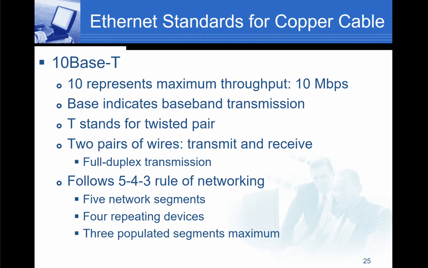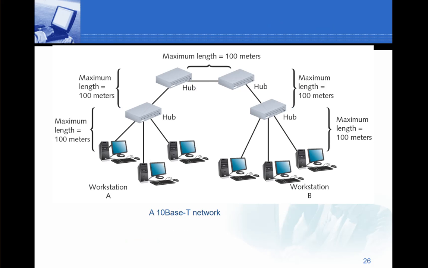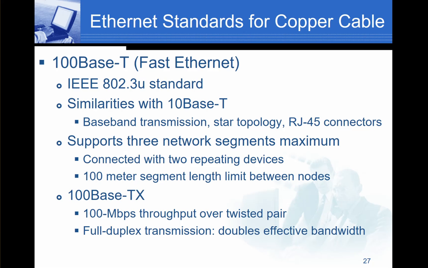So again, follow the 5-4-3 rule: 5 network segments, 4 repeating devices, and 3 populated segments maximum. Although things are changing, and with more technology advancements occurring, you don't have to worry about that as much. Just remember the standard is 100 meters for twisted pair, so it's roughly 325 feet.